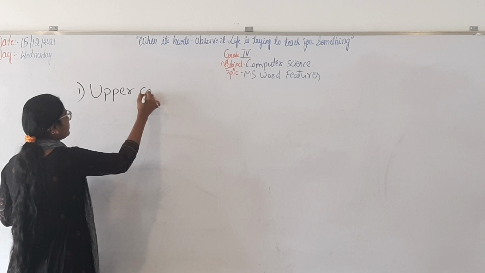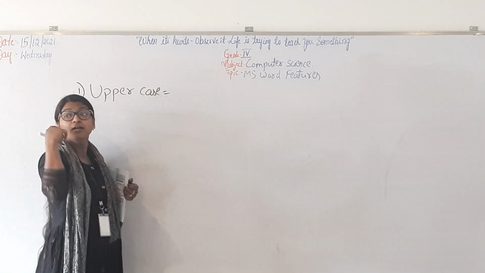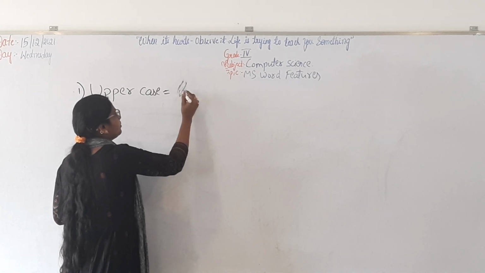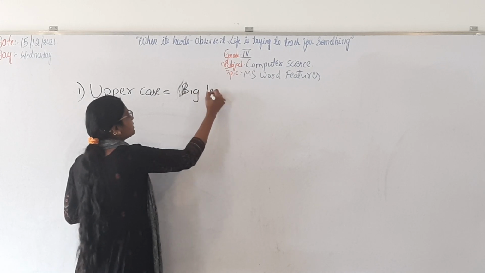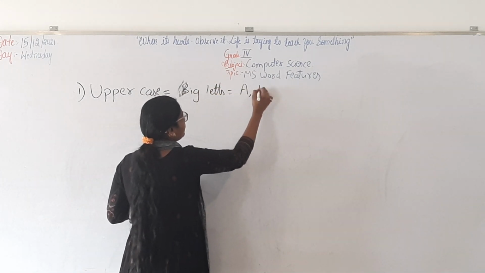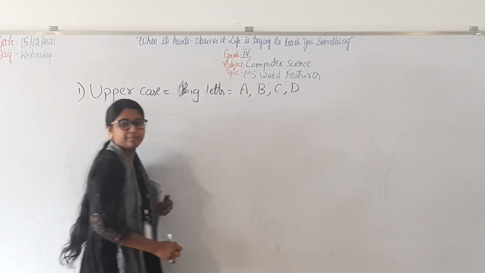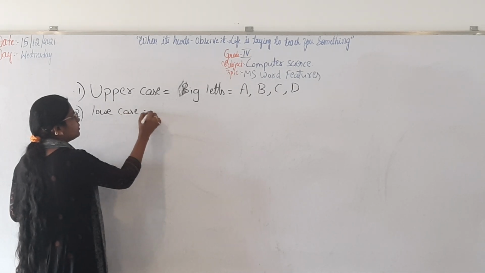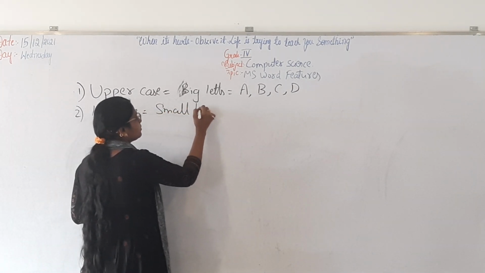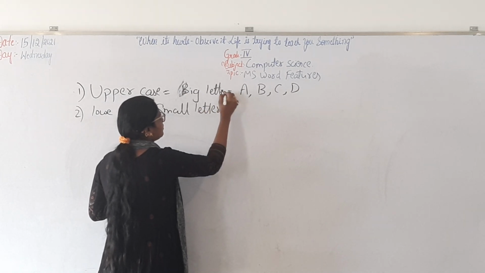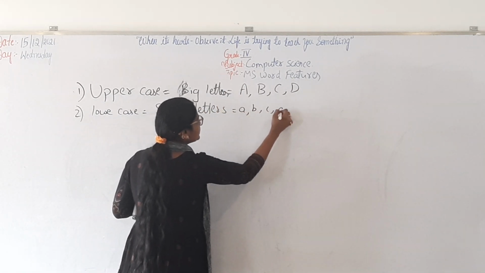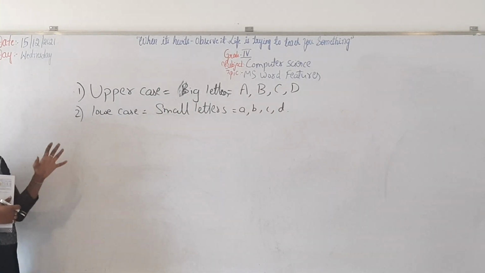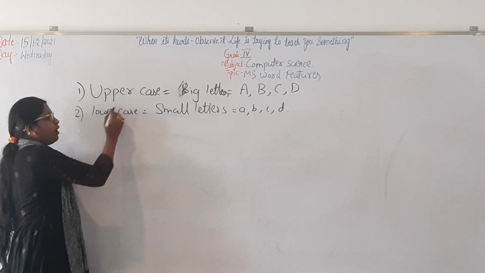Uppercase means what? Uppercase is nothing but big alphabetical letters, like this: A, B, C, D. Okay, then what about the lowercase? Small letters. Small a, small b, small c, small d. So uppercase means capital letters, big letters, and lowercase means small letters.